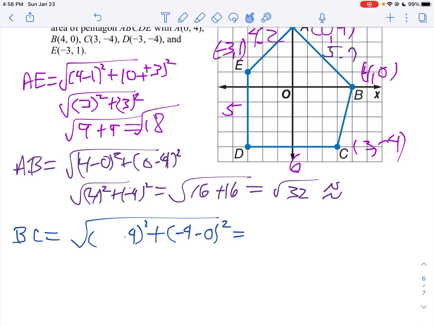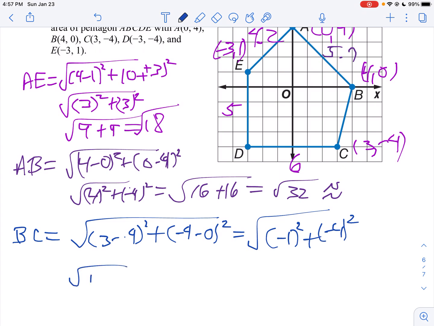So 3 minus 4 is negative 1. So it'll be the square root of negative 1 squared plus negative 4 squared. Well, that will be the square root of 1 plus 16, which is the square root of 17. So use your calculator, find the square root of 17, and you get 4.1.